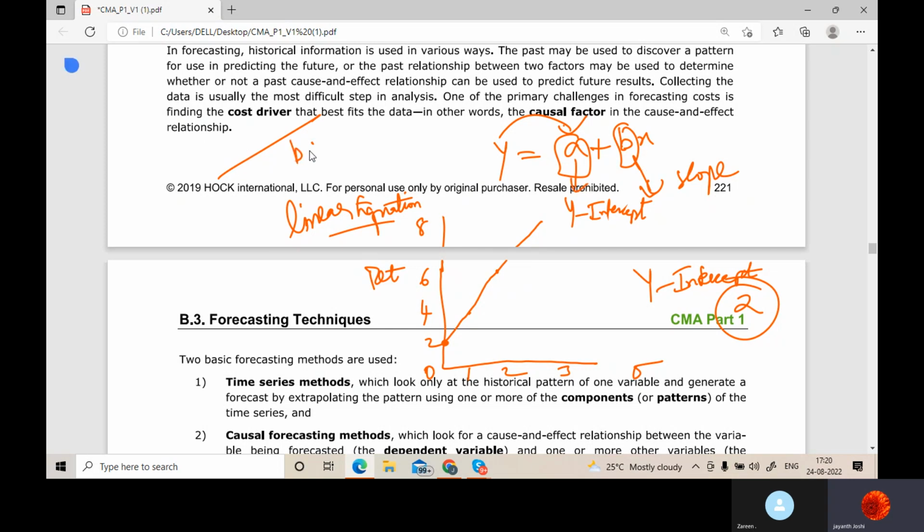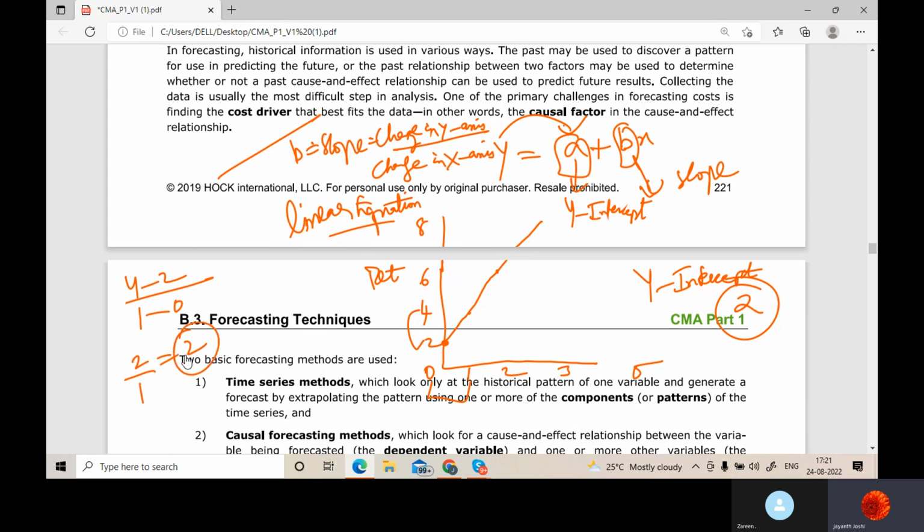Then comes b. B is slope. Slope is nothing but change in y-axis divided by change in x-axis. Change in y-axis by change in x-axis. So let's say if you move from 2 to 4, so 4 minus 2 divided by, if you have taken risk, that means no risk, 2 was the returns. If you are taking risk, that means 0 to 1, so 1 minus 0, so 2 by 1 is 2. Okay, that is the slope.